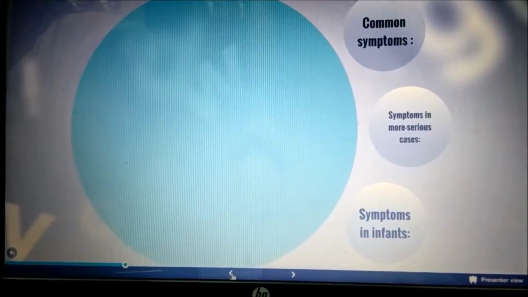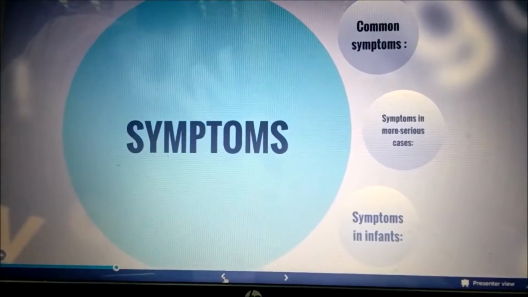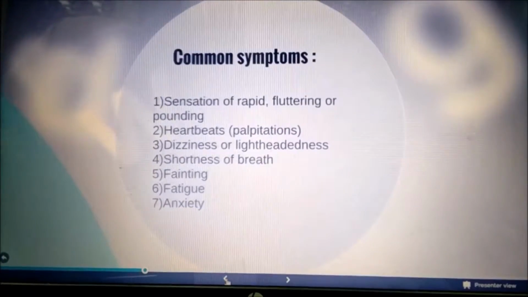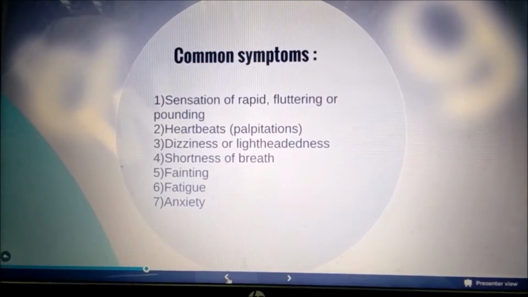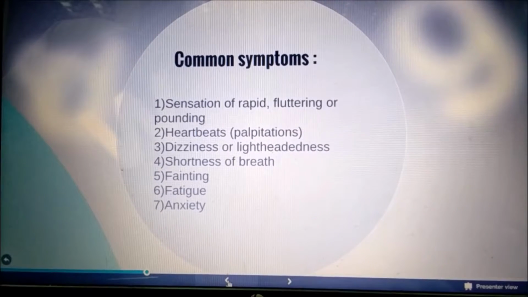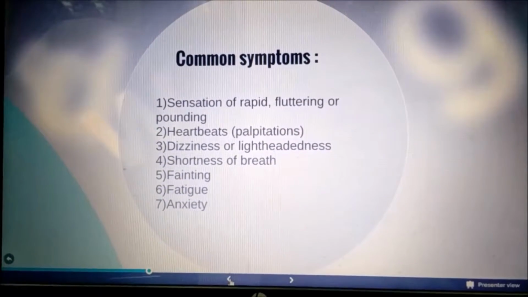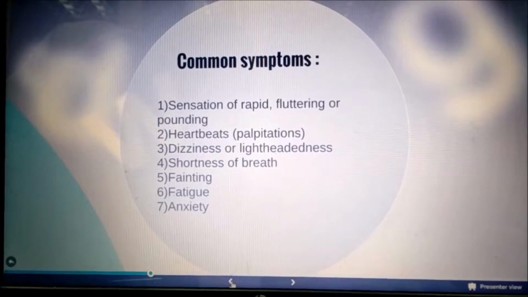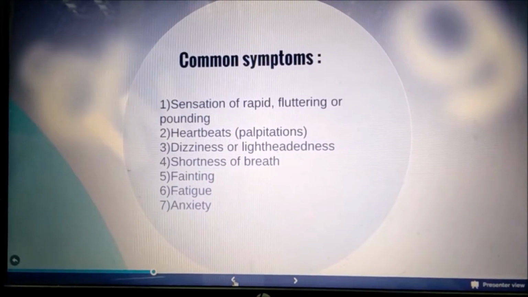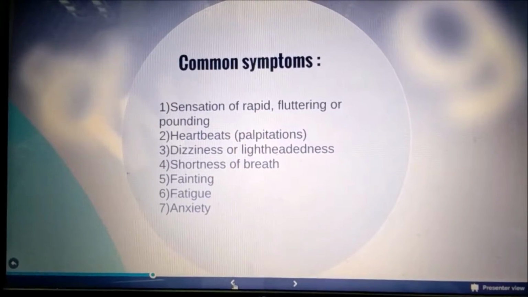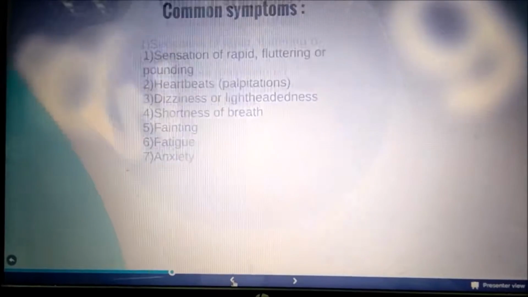Next, the symptoms. Symptoms are divided into three. The first is common symptoms. The common symptoms include the sensation of a rapid, fluttering or pounding heartbeat, palpitations, dizziness or lightheadedness, shortness of breath, fainting, fatigue and anxiety.